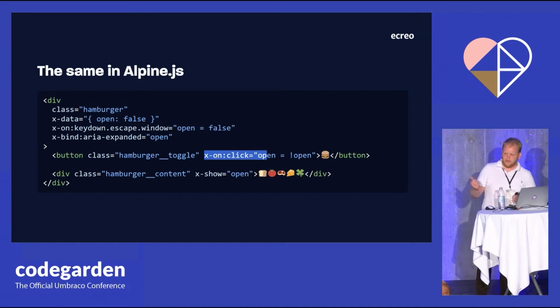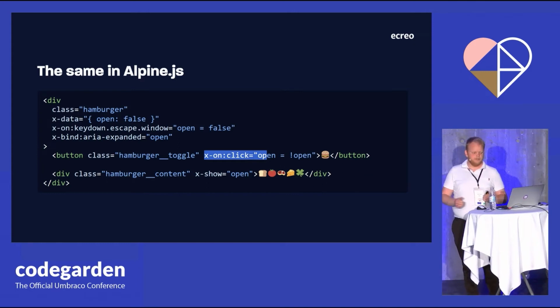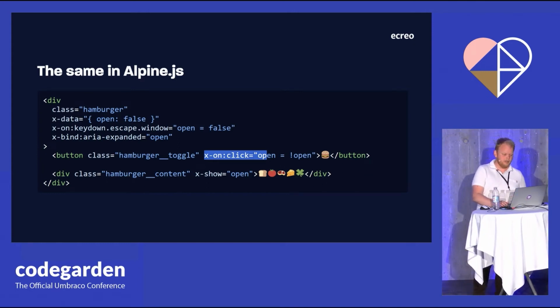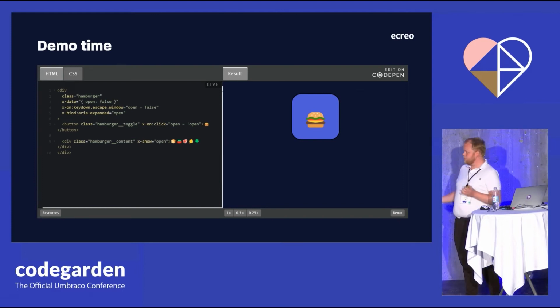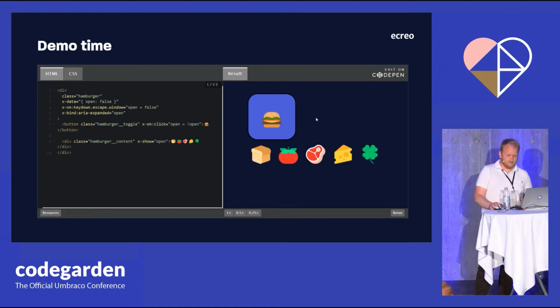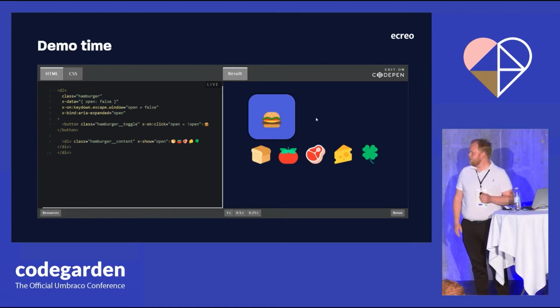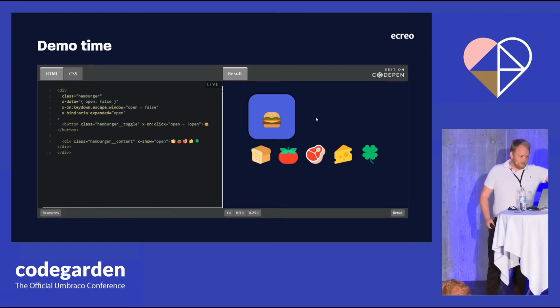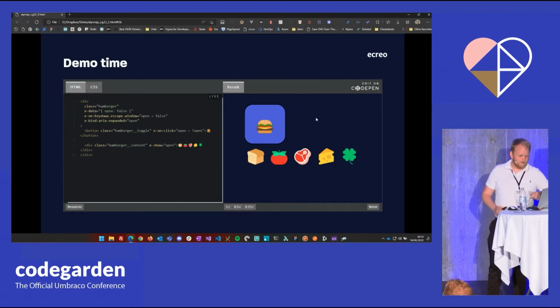xShow toggles the display value in the CSS, and there's also an xIf if we need the element to be completely outside of the DOM. So, short demo. And the Wi-Fi is working, so I can click here, open the hamburger and see what's inside. And I can also press escape to exit the full screen view.